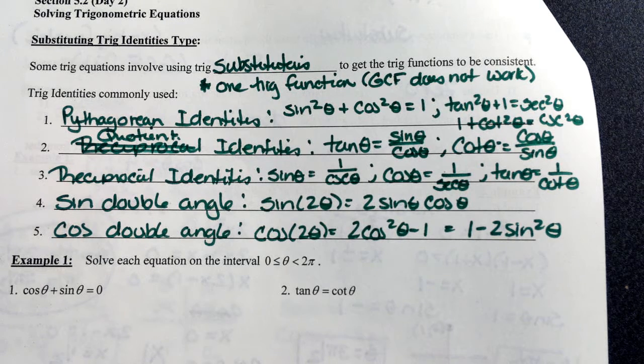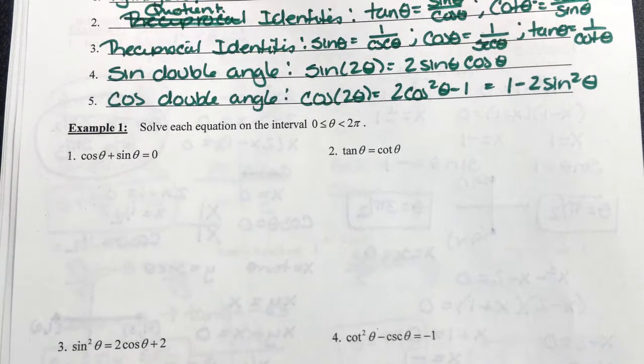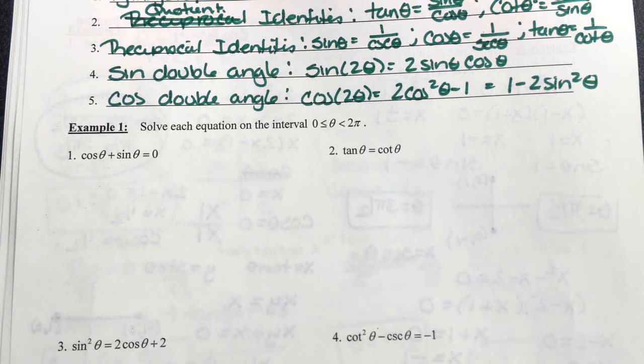Again, notice we are solving over a particular interval from 0 to 2 pi. So we're just looking for one revolution. So let's take a look at number 1. Cosine theta plus sine theta is equal to 0. So notice I cannot do GCF factoring. There's no GCF factoring I can do. So the issue is I've got more than one trig function in this equation.